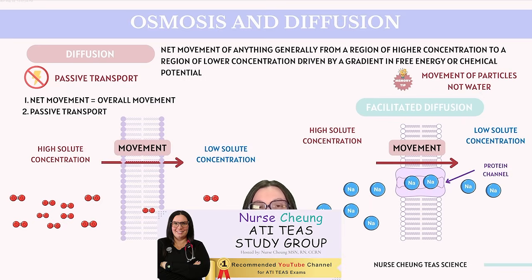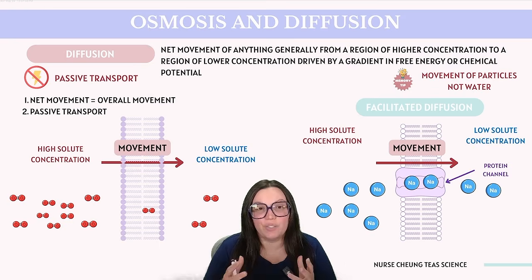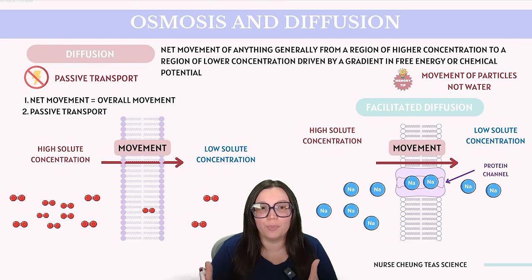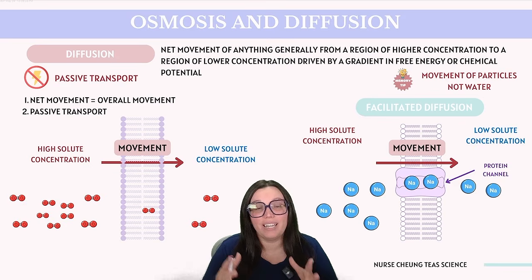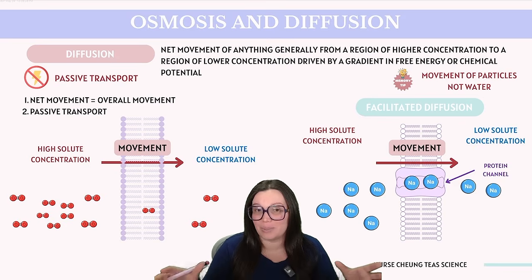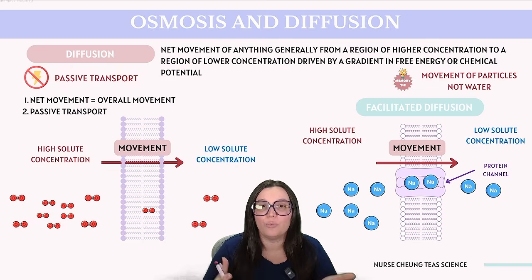Let's also delve into some key points when it comes to diffusion. The first term is net movement, which refers to the overall direction of the molecule movement. Diffusion doesn't prevent molecules from moving in the opposite direction, nor does it imply that the molecular movement ceases altogether. Even when equilibrium is reached, where the concentration of molecules is equal throughout the space, the molecules continue to move around, just like we saw with osmosis.